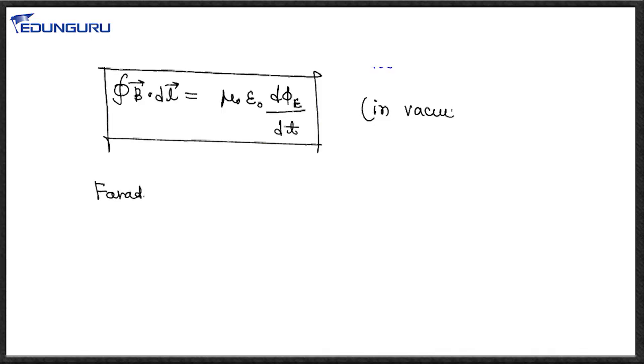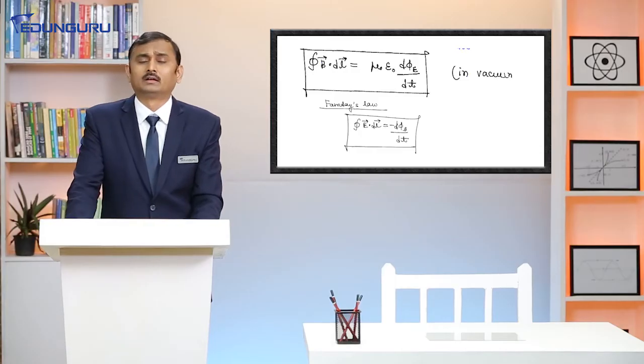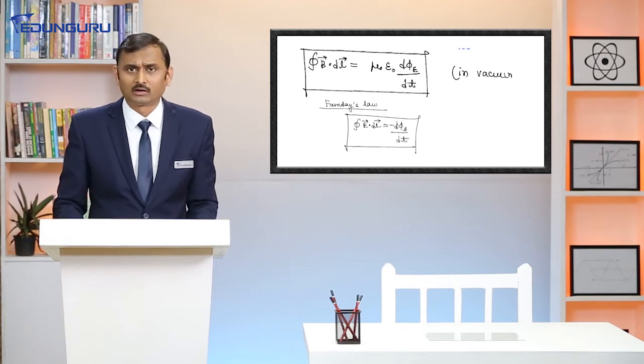And what about Faraday's law? Faraday's law is E dot dl is equal to minus d phi B by dt. Now let's check whether these laws are valid for a plane electromagnetic wave or not.